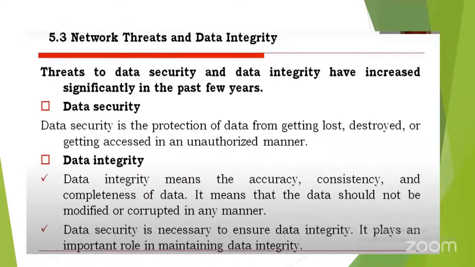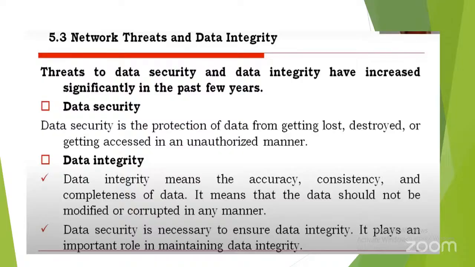So only an authorized person. That's why we have authentication and authorization, provided by the username and password. Right? So data integrity means the accuracy, consistency, and completeness of data. It means that data should not be modified or corrupted in any manner. So integrity should be there.